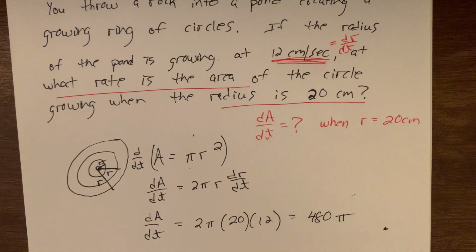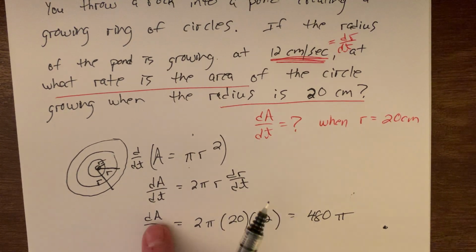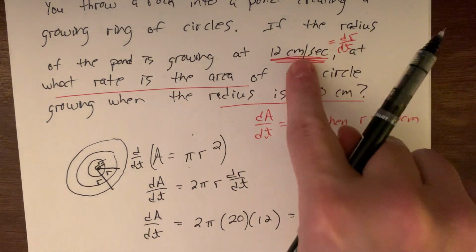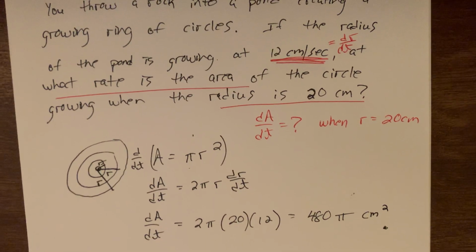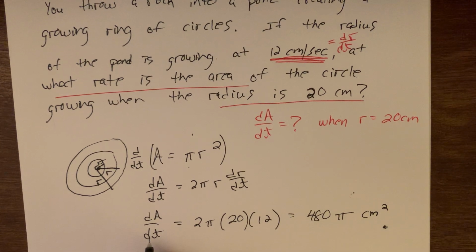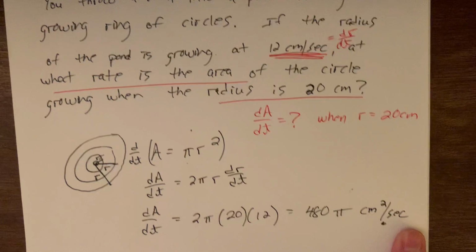But for us, we shouldn't be so focused. We need units here, but just think about the units. Area, well, if the radius is in centimeters, area would be in centimeters squared, square centimeters. Per time, well, time here was given in terms of seconds, so it's still in terms of seconds here.